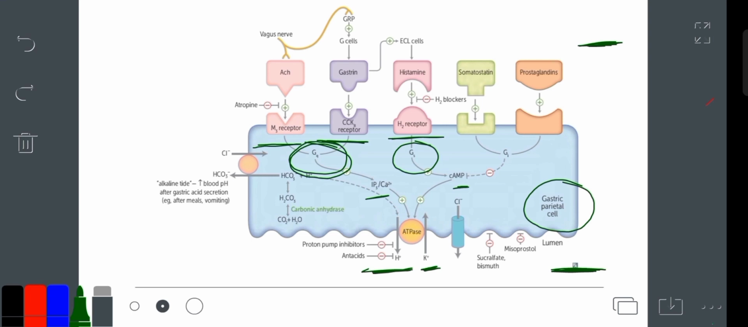Gastrin releasing peptide then goes to the gastrin cell, also known as the G cell, and stimulates the release of gastrin. Gastrin further has two functions. It acts on the cholecystokinin 8 receptor and stimulates the Gq protein. The second function is to stimulate the enterochromaffin-like cell.